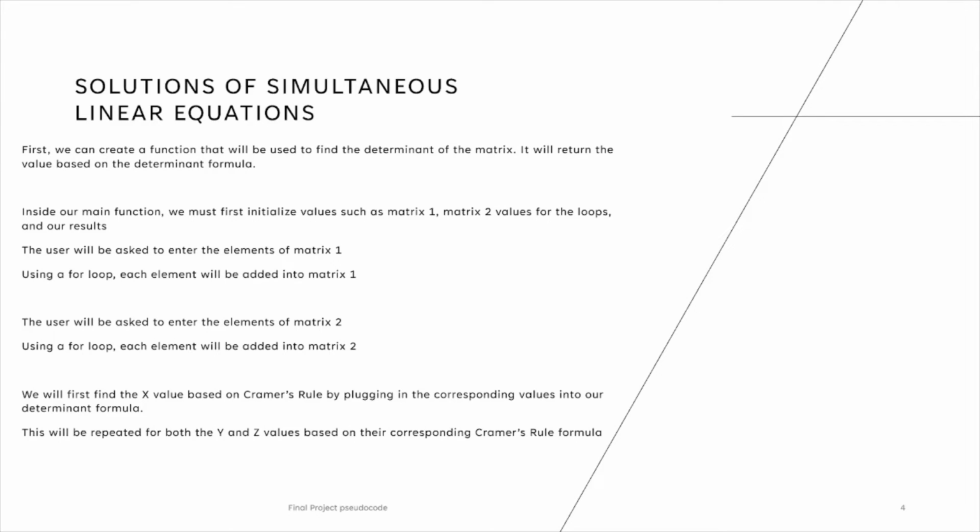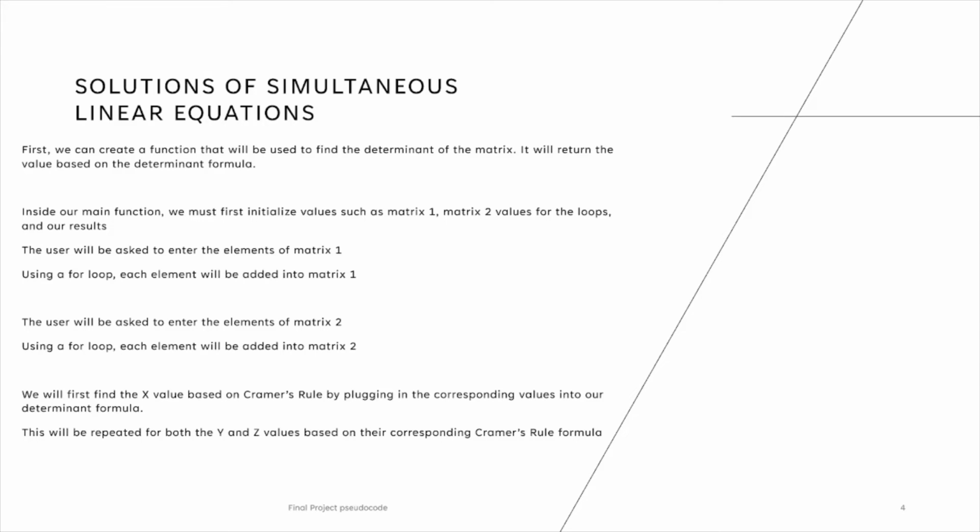If the user input is D, we will find the solutions of simultaneous linear equations with three unknown variables x, y, and z. First, we will create a function that will be used to calculate the determinant of a matrix. Based on the formula for finding the determinant, it will return a value. In our main function, we will initialize our values such as our first and second matrices, values for our loops, and our results for x, y, and z.